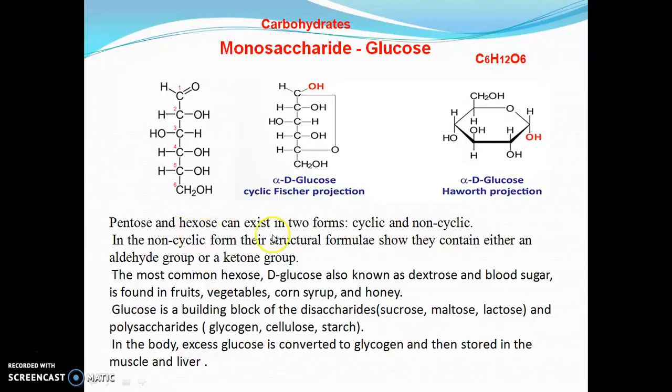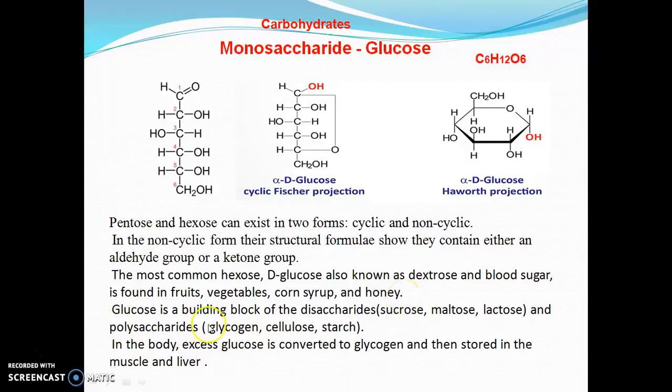So pentose and hexose can exist in two forms, cyclic and non-cyclic. In the non-cyclic form, their structural formula shows they contain either an aldehyde group, particularly in glucose we find this aldehyde group, or a ketone group. The most common hexose, glucose, is also known as dextrose and blood sugar. It is found in fruits, vegetables, corn syrups and honey.